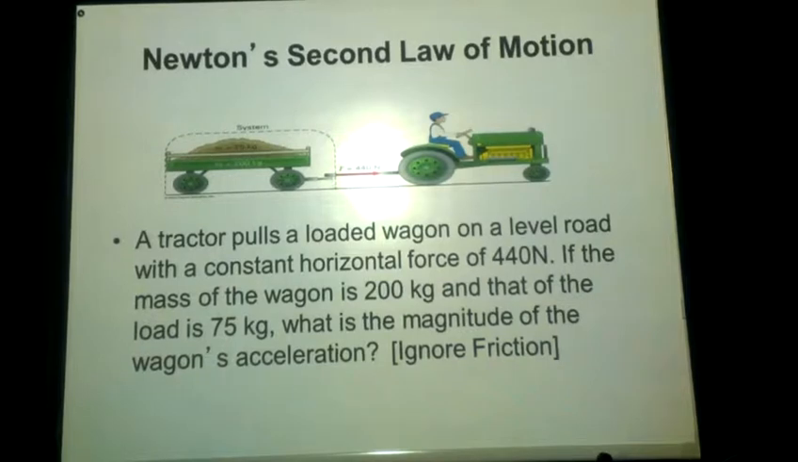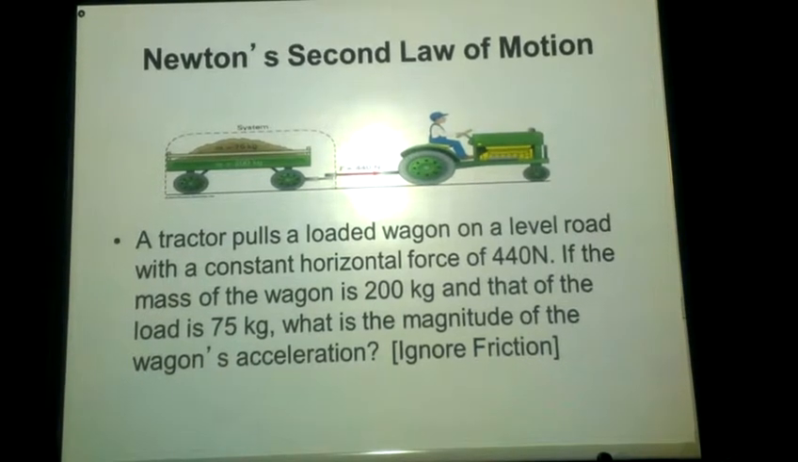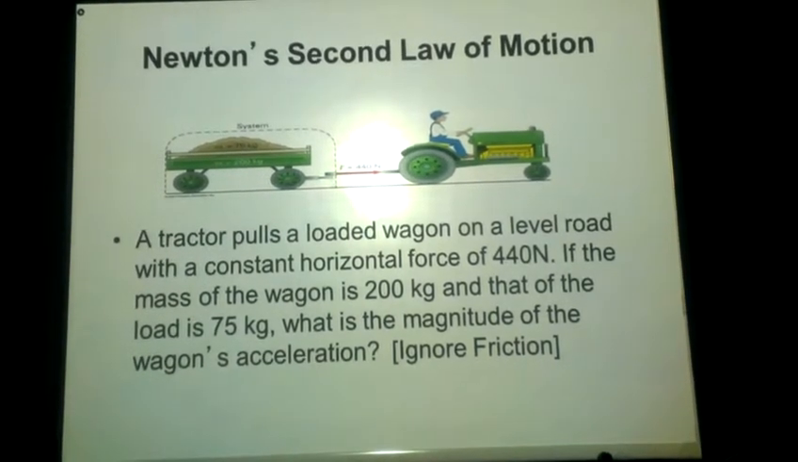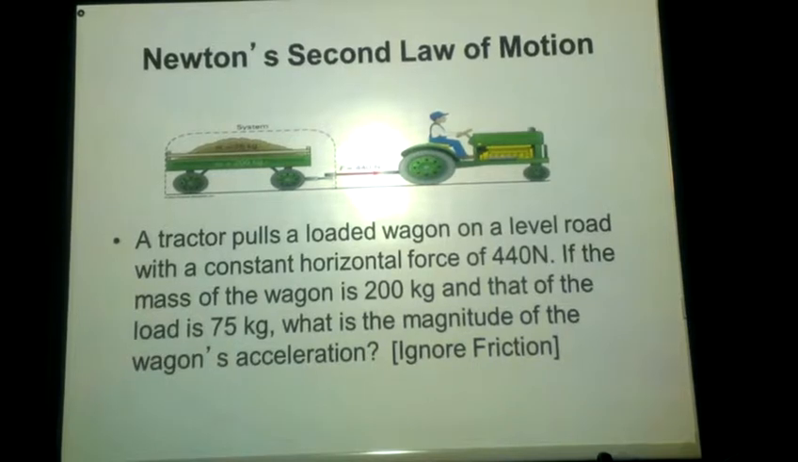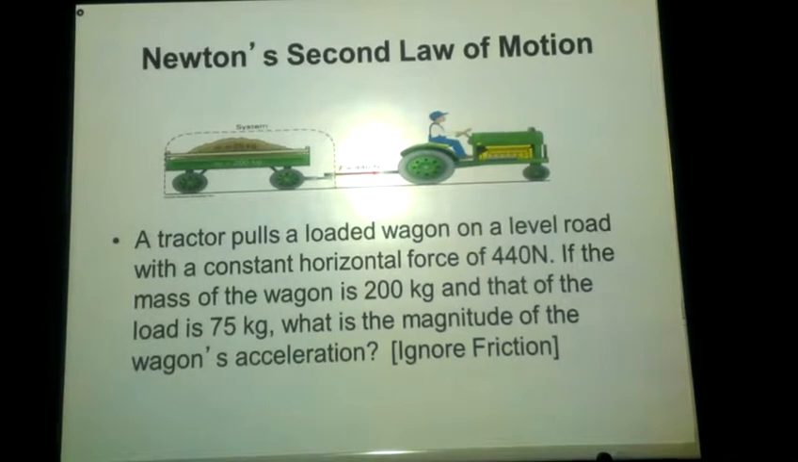Okay, this is a very, very easy question. A tractor pulls a loaded wagon on a level road with a constant horizontal force of 440 newtons. If the mass of the wagon is 200 kilograms and that of the load is 75 kilograms, what is the magnitude of the wagon's acceleration? Let's assume that there's no friction. Let's assume that we are on Earth.